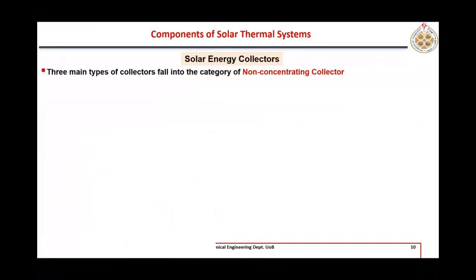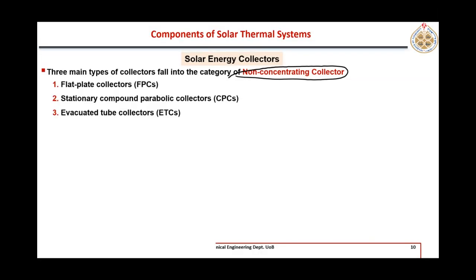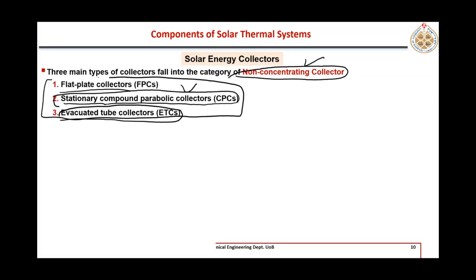So first of all, let's start with the non-concentrating type solar collector. In non-concentrating type solar collector, there are three major types. One is flat plate solar collectors. Second is stationary compound parabolic collectors, so we'll see in a minute. And the third one is evacuated tube collectors. So in non-concentrating type, these are the three major types which fall under the category of non-concentrating collectors.